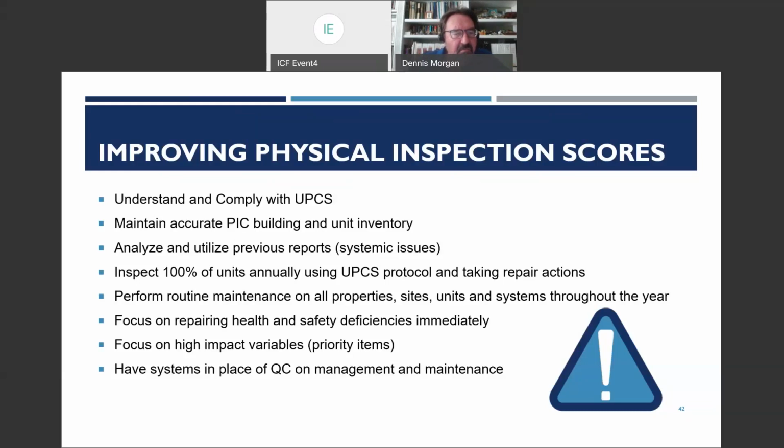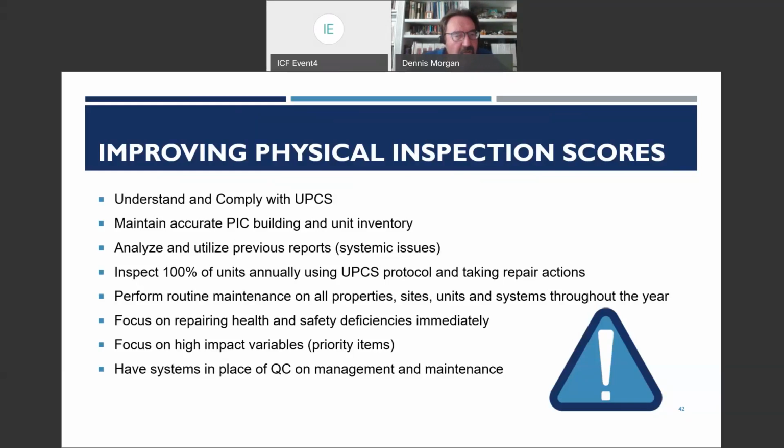Have systems in place for QC work on both management and maintenance. In other words, I want to go out and sample the maintenance work orders. It could be 5% of the work orders. I just go out once a month or once every week or whatever it might be to take a sampling of their work orders to make sure that they're making the repairs to industry standard protocol. Because they'll just turn in a work order, but does the work order reflect a proper repair?